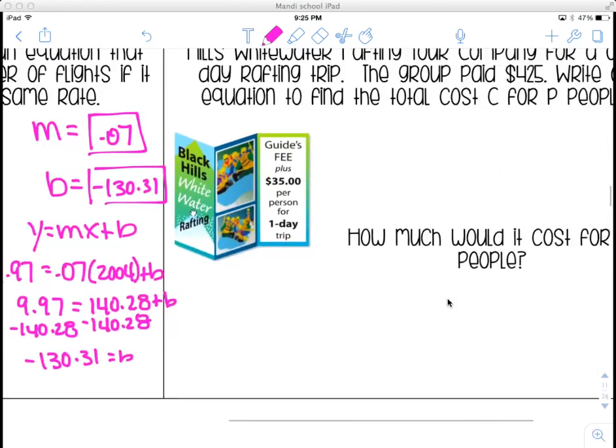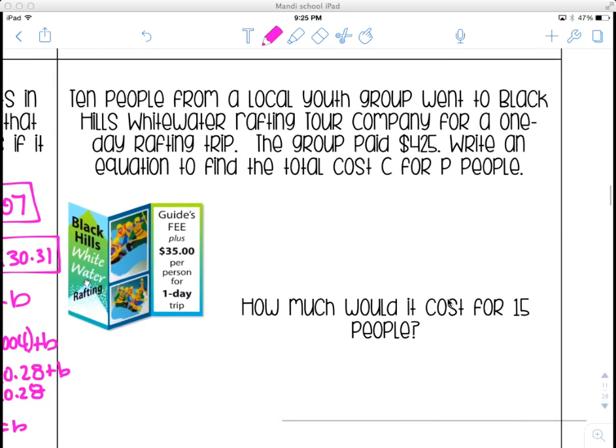Okay, last example. It says 10 people from a local youth group went to Black Hills Whitewater Rafting Tour Company for a one-day rafting trip. The group paid $425 for 10 people. Write an equation to find the total cost C for P people.